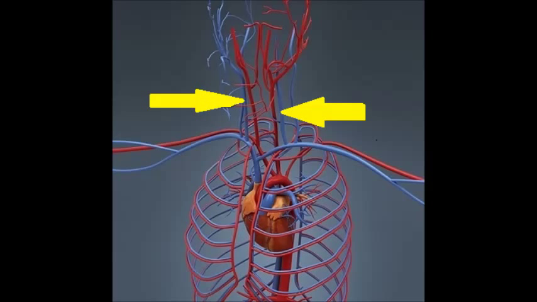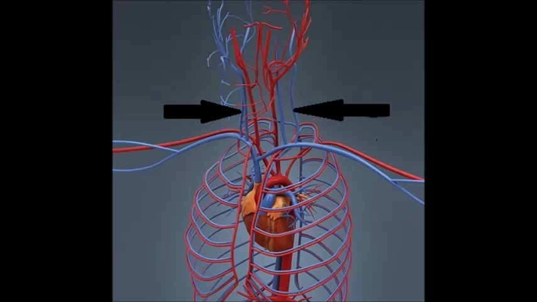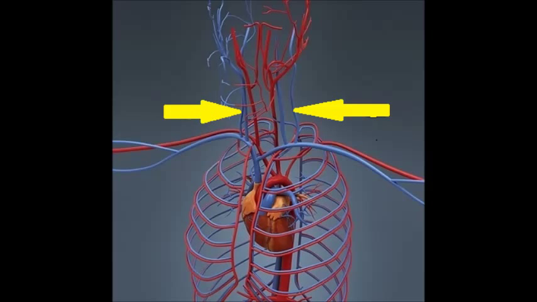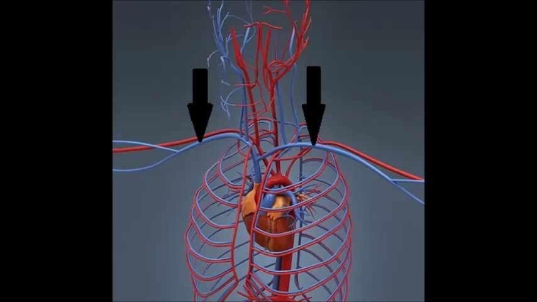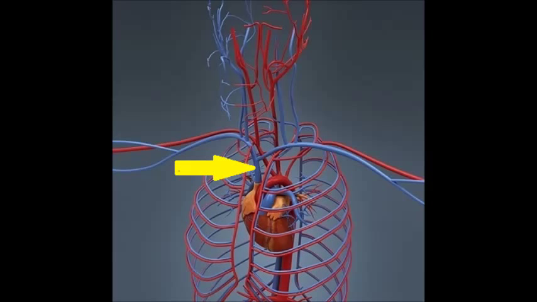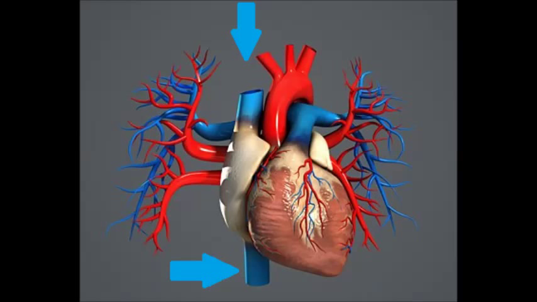Here we have another view of the internal jugular vein. Here we have another view of the external jugular vein. The internal and external jugular veins drain into the right and left subclavian veins. This is your brachiocephalic vein. Finally, the brachiocephalic vein drains into the superior vena cava. Blood enters the heart via the inferior and superior vena cava, thus starting the process again.